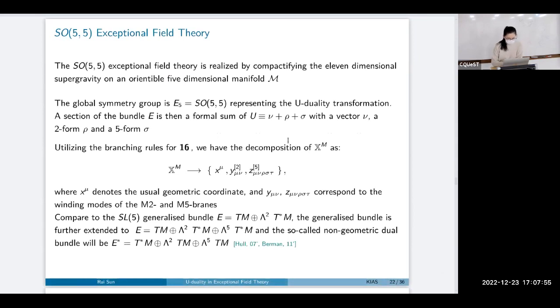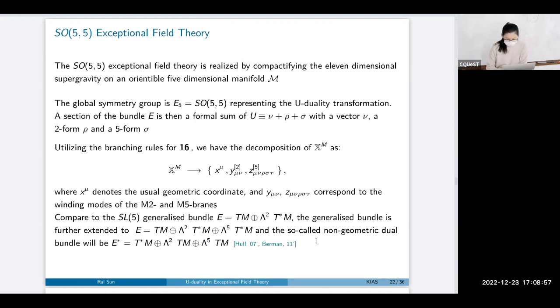The next example is a bit more complicated because we consider not only the M2-brane with the generalized form, but also the M5 with the 5-form. So the M5-brane for SO(5,5), and this is E5. From the branching rule, we know that the coordinates can be decoupled as M2 and M5 dependence. So now this generalized bundle would be further extended with this. What we consider is the dual bundle. Again, we are considering the full global transformation incorporating all the dependence without dropping any of the M-brane.